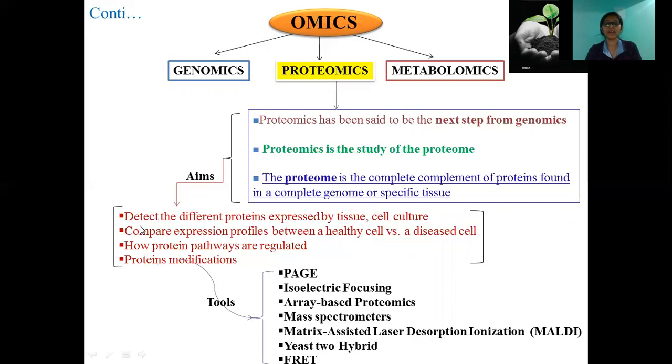You can detect the different protein expression of tissue in whatever plant is present in their native state, or you can identify their protein complement, or what kinds of proteins are synthesized when the cell is under the growing stage, or when you do the cell culture of particular tissues.